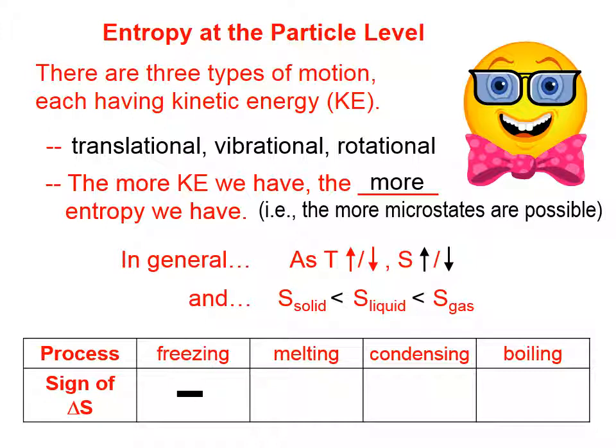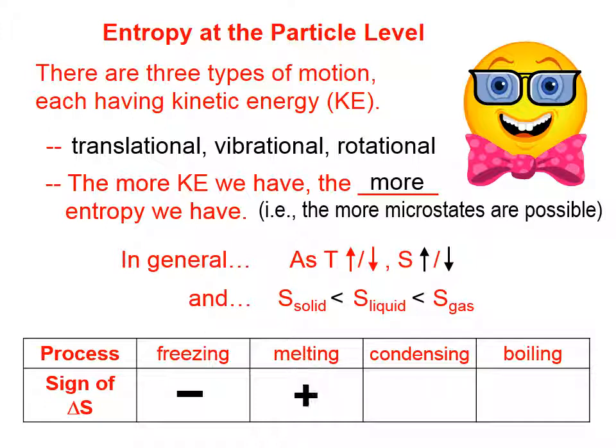Melting, of course, is the opposite of freezing. And so let's think, when we melt, we start out as a solid. We end up as a liquid. The final entropy is higher. The initial entropy, the initial chaos, is lower.